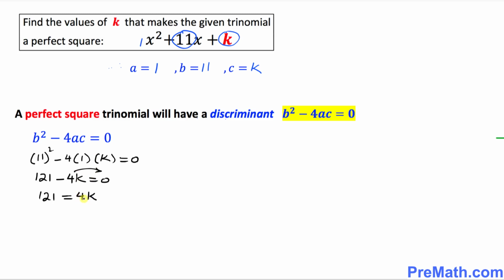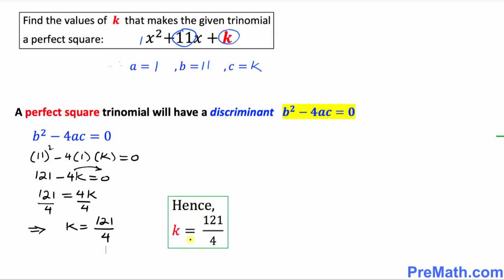We are going to isolate k by just dividing by 4 on both sides. So that means our k value turns out to be simply 121 over 4. So thus our k value turns out to be 121 over 4, and that is our answer.